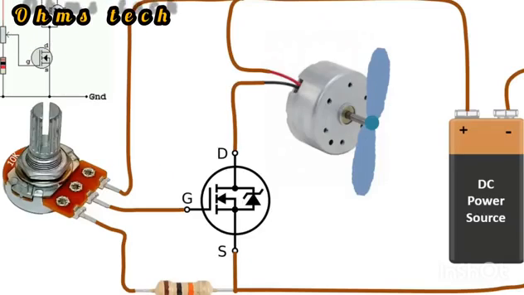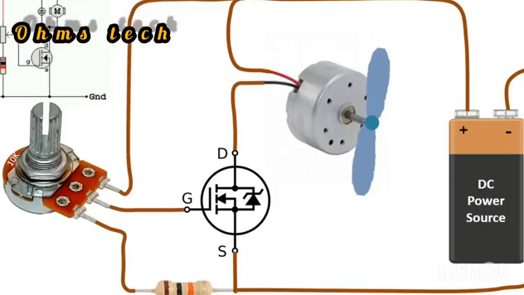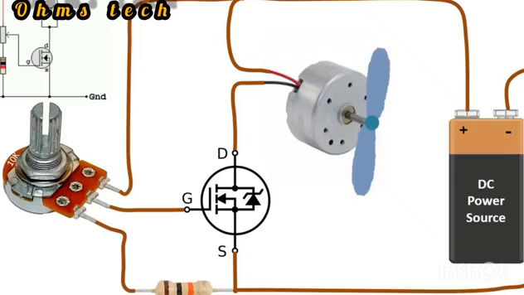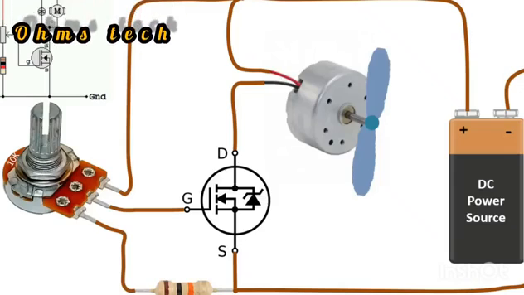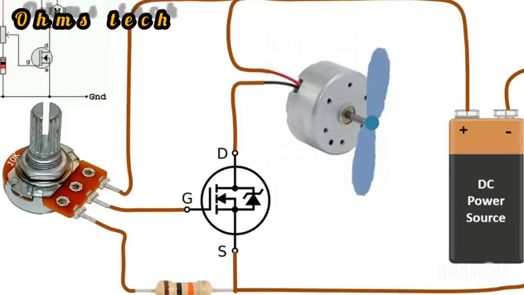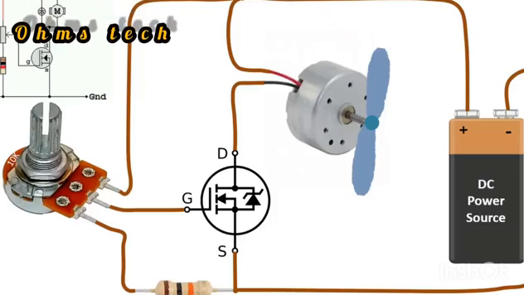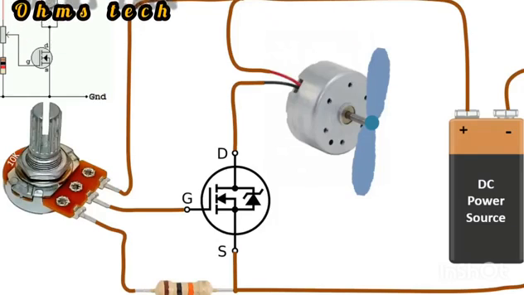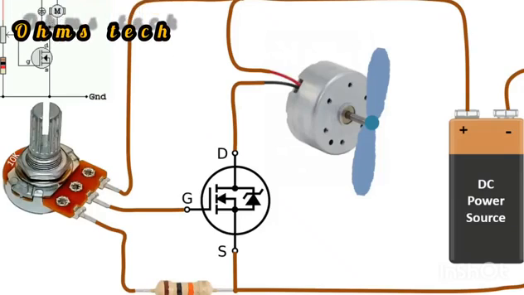Here you see a simple motor speed control circuit with the circuit diagram in the upper left corner. There is a small DC motor connected to the drain pin of the N-channel MOSFET. There is a DC source to drive this motor. Here, there is a potentiometer connected between the gate and source pins of the MOSFET to provide the voltage to trigger the MOSFET.